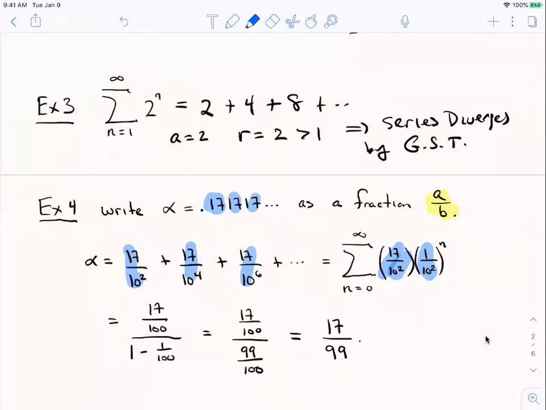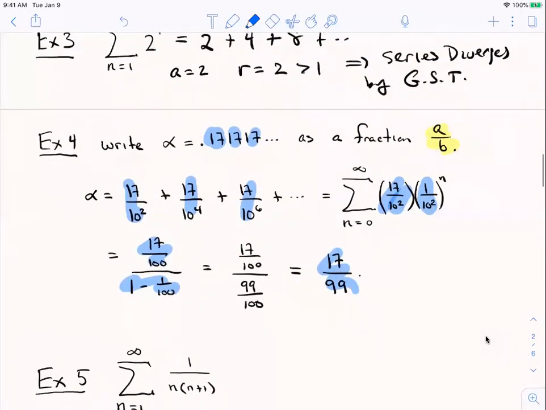And what does it converge to? First term, 17 over 100, divided by 1 minus the ratio. You can check out the arithmetic there. So that number, 0.17, 0.17, 0.17, is the same as the fraction 17 over 99. I hope in the Zoom meeting next week, we'll look at some more applications of geometric series. They have some kind of cool, fun math problems.